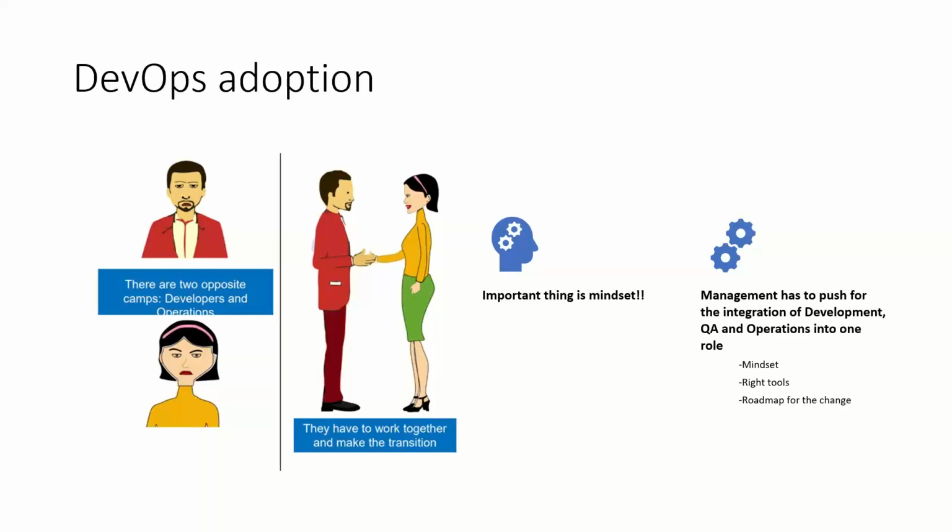What is very important here? The mindset. How you are going to develop your DevOps life cycle. It's an individual call of the organization, right? It's an organization-level call. There are more and more tools available in the market. Basically, you need to have a mindset, you need to have the right tools, you need to have a roadmap.